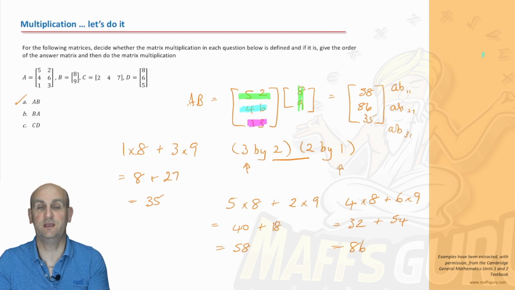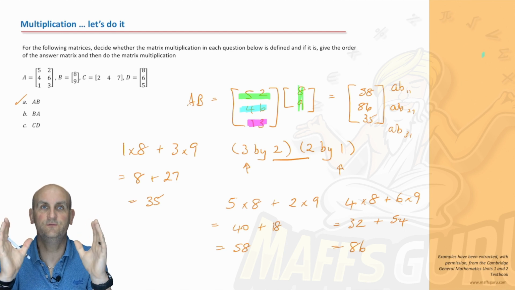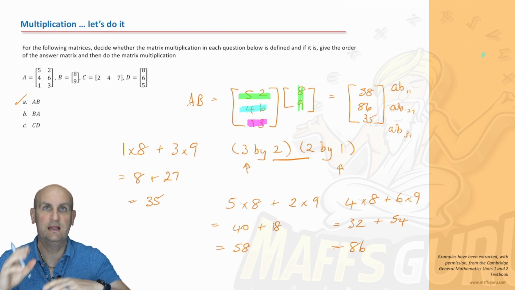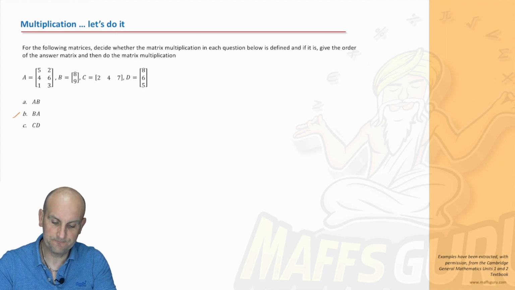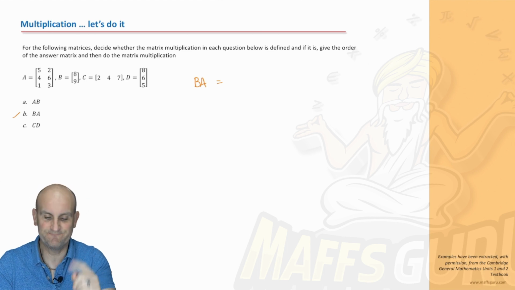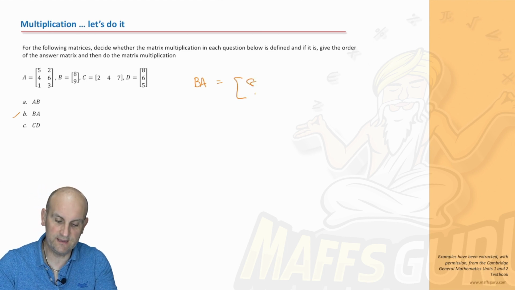That's just a process. If you know the size of your final matrix, and you can do the rows times the columns, you're done. What's about the next one? BA. So B times A. Now you're going to try and say, well, it's the same. Careful, let's have a look. B times A is 8 and 9 times A, which is 5, 2, 4, 6, and 1, 3.